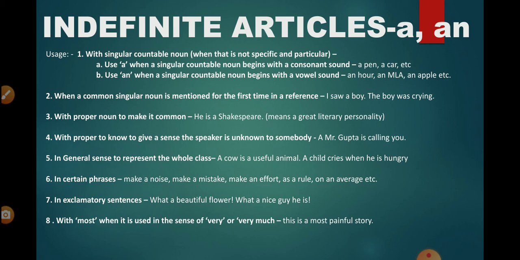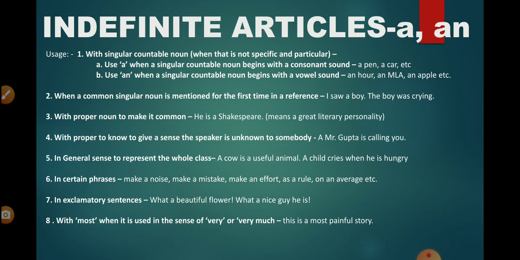time in a reference. See, I saw a boy. Boy is coming in the same reference for the first time, so we have used here an indefinite article with boy. And when the boy is coming in the same reference for the second time, on a repeated mention, we use the definite article. The boy was crying. I saw a boy: for the first time the boy is coming, we are using a, and for the second time we've used here the boy was crying.